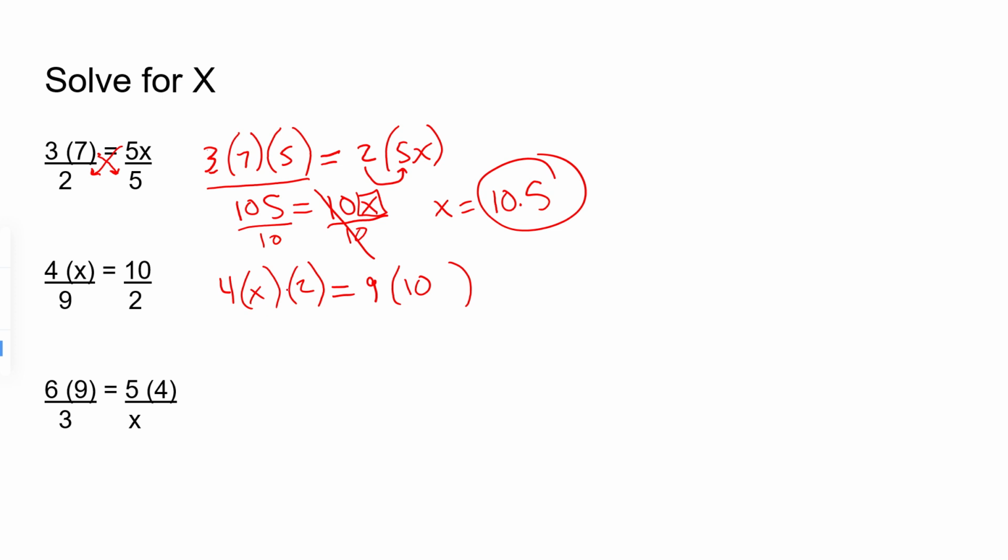So 4 times x times 2 becomes 2 times 4, which is 8x. And we're going to set that equal to 9 times 10, which is 90. Then we're going to divide away the 8. Divided by 8 to isolate the x. Divided by 8 over here. 90 divided by 8 gives us 11.25. So x is equal to 11.25.